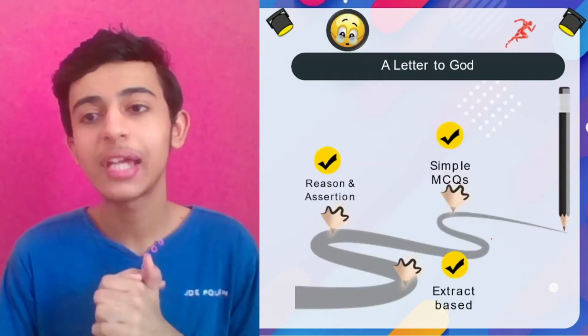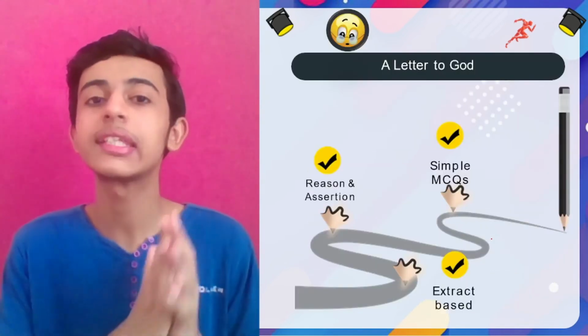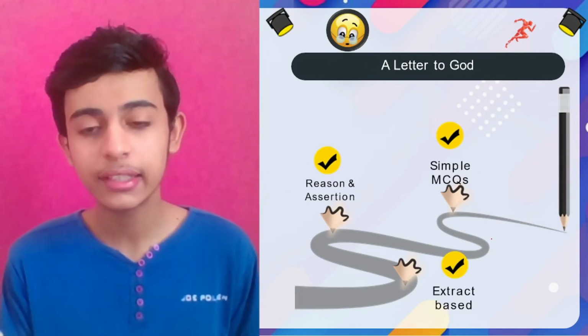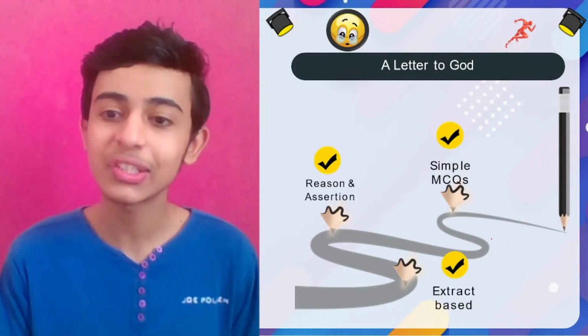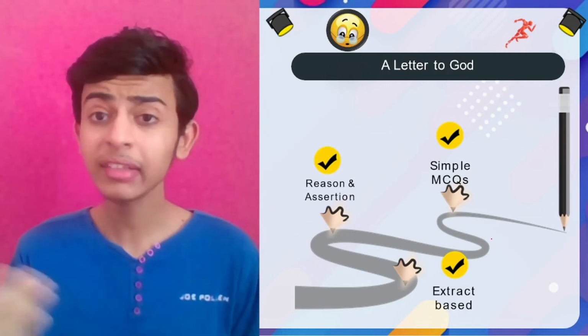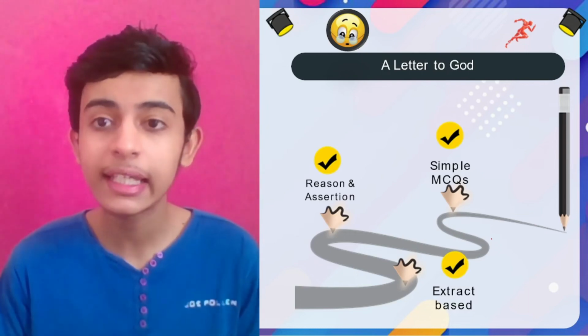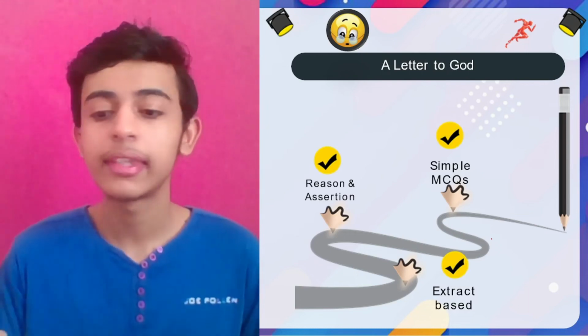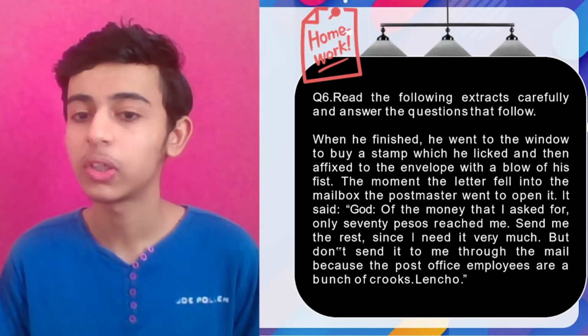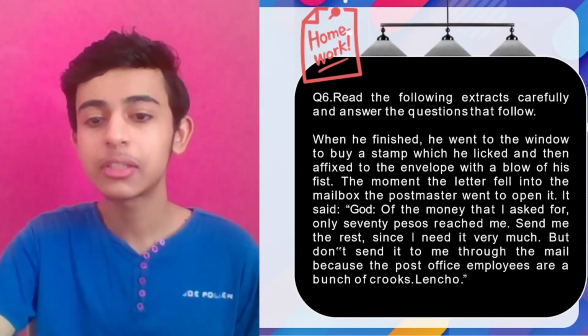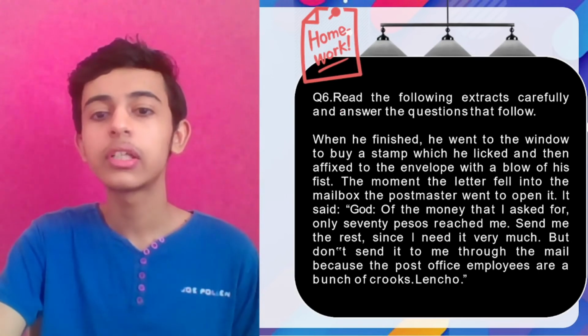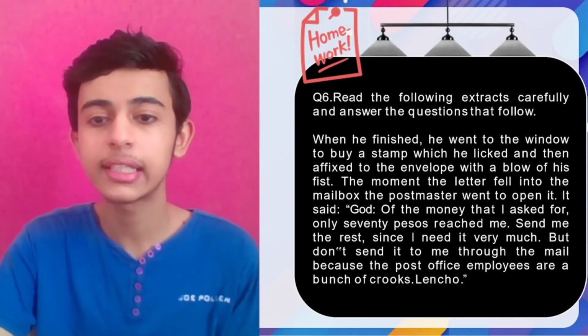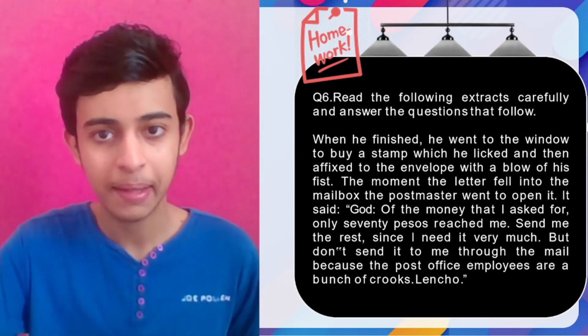Okay everyone, so we have covered all types of questions: simple MCQs, reason and assertion based MCQs, and the extract based MCQs. Now I hope you've understood everything, and now it's time for homework. So an extract based question for you as the homework. You can read the extract over here, you can take a screenshot, and now I'm showing you the questions.